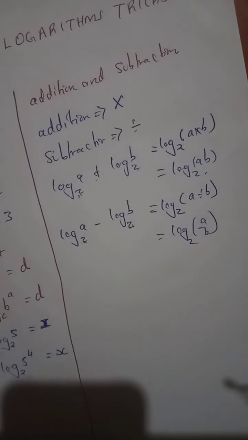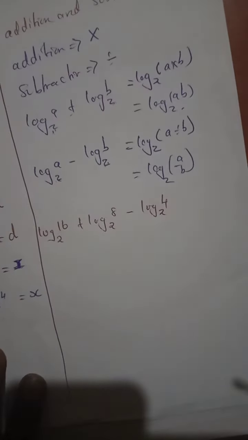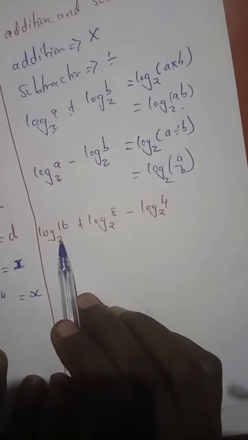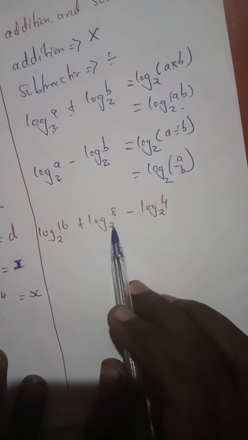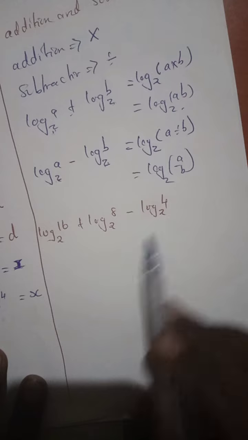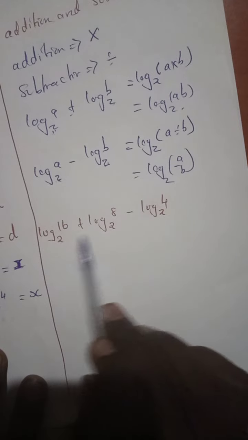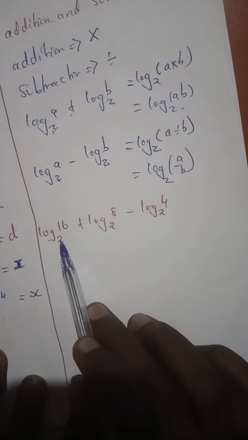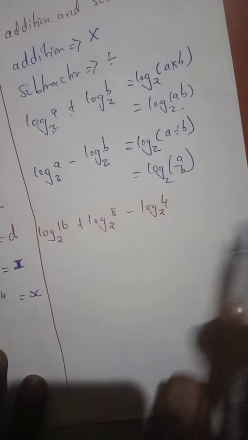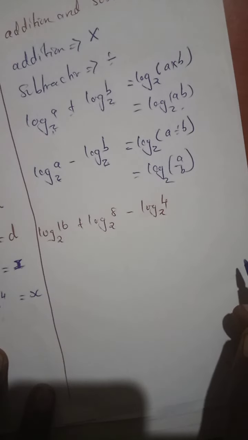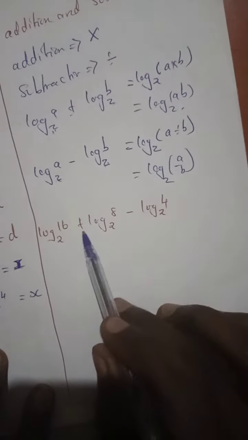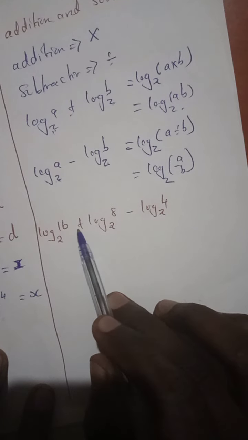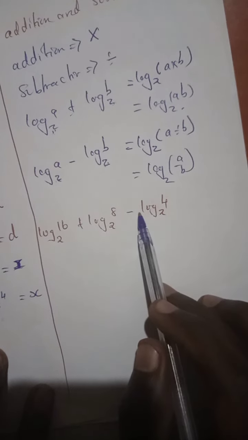In real sense, we can also use this example. So we have log 16 to base 2 plus log 8 to base 2 minus log 4 to base 2. So the first step is to confirm if they have the same bases. So this is log base 2, base 2, base 2. So they can therefore be added or subtracted. Then remember, under the BODMAS formula, we normally go for addition first, then subtraction comes last.